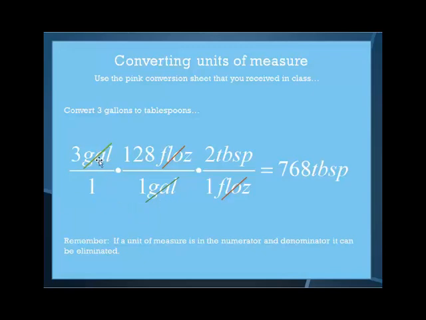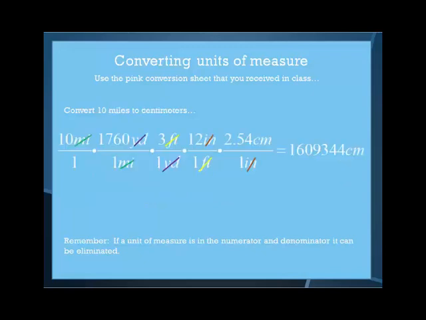Notice that these 2 gallons will eliminate. Same thing with fluid ounces. We have it in the numerator here, so we know that it must go in the denominator when we set up the other ratio of 2 tablespoons to 1 fluid ounce. Then to solve and figure out exactly how many tablespoons there are in 3 gallons, you simply multiply straight across and do any division as necessary. And in this case, we end up that there are 768 tablespoons in 3 gallons.